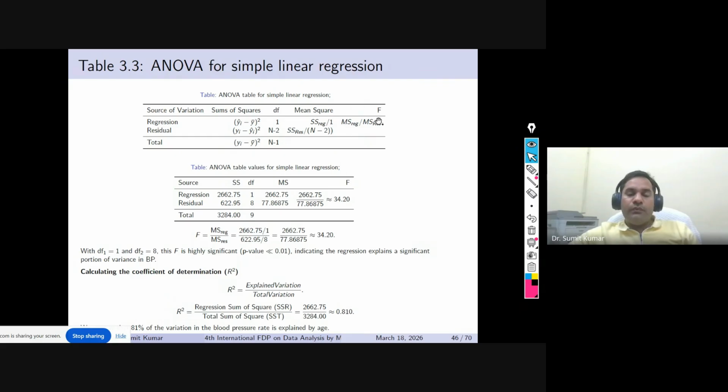The F statistic value you will get here by using the mean sum of squares divided by the mean residual sum of squares. And these are the calculated values we have already here. Just put the values here, so we will get the F statistic value.